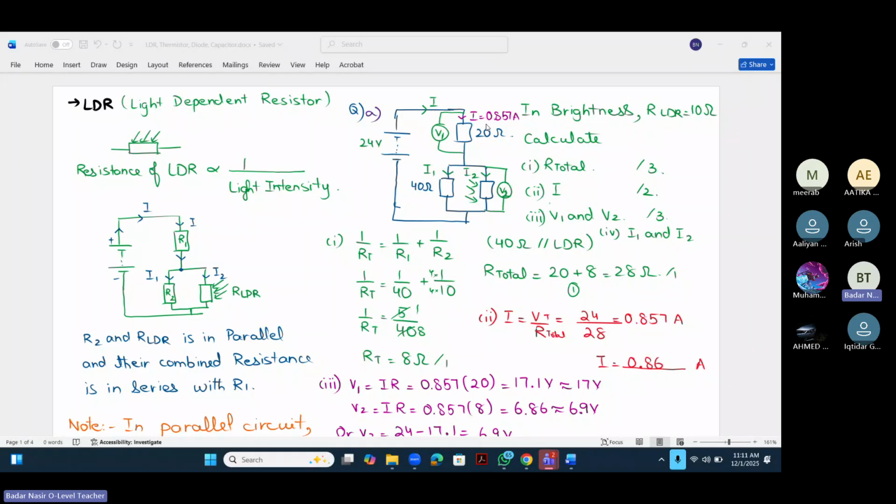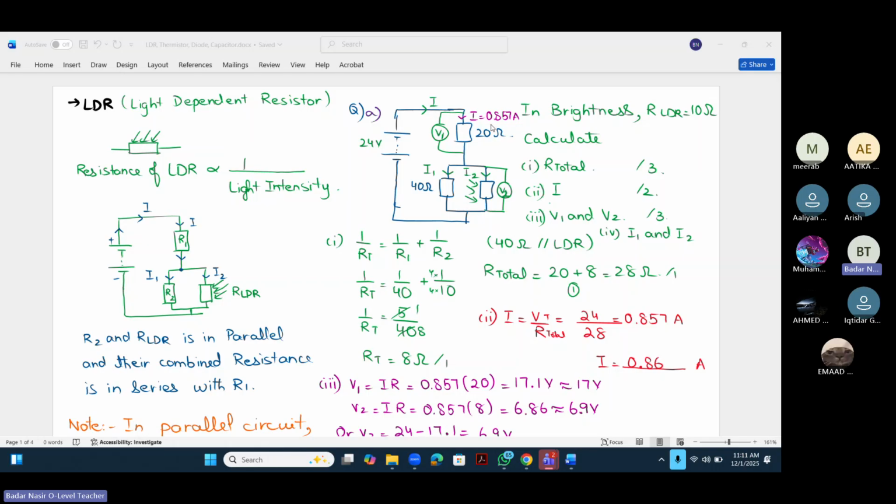We've already discussed about the parallel circuit as well. कि जो आपके पास parallel circuit होता है, parallel circuit में voltage stays the same, current is divided, and जो total resistance calculate करने का formula होता था that is 1 over RT equals to 1 over R1 plus 1 over R2.